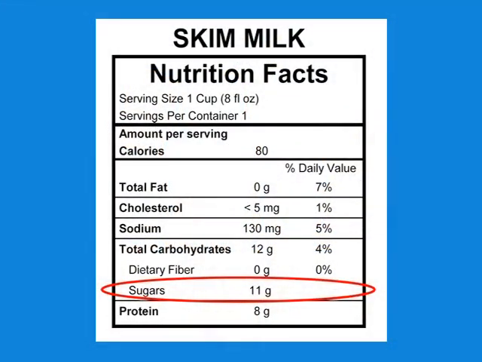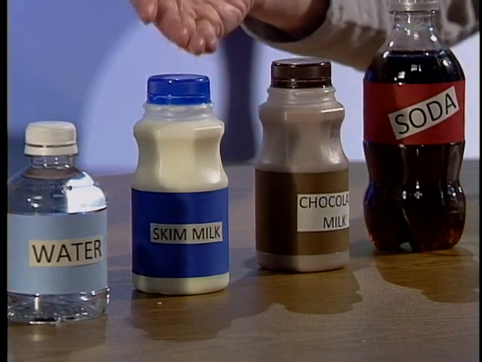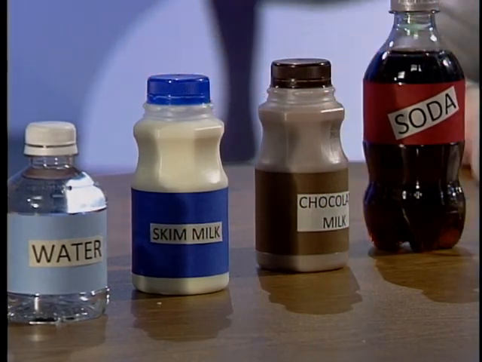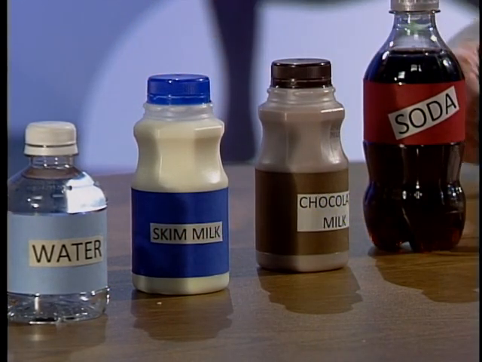Boy, it sure does. While you all are drinking your water, I want to show you another type of healthy drink, plain white skim milk. But look at the label. Plain white skim milk has 11 grams of sugars. You're right. This plain white skim milk does have sugar, but the sugar in plain white skim milk is not added sugar.